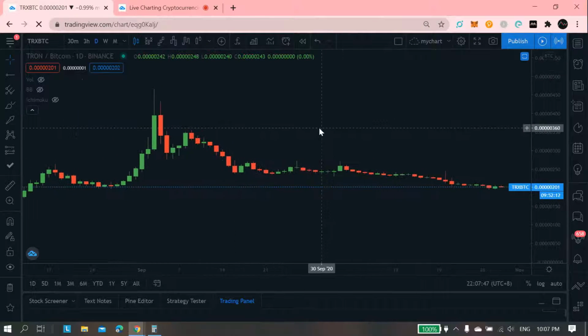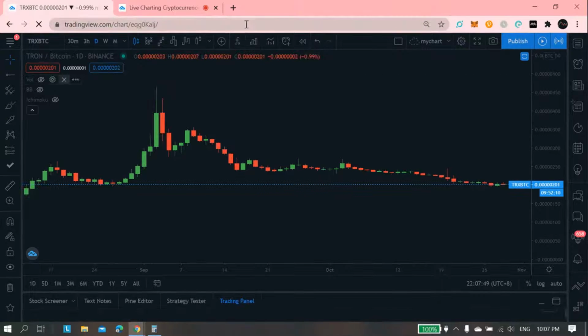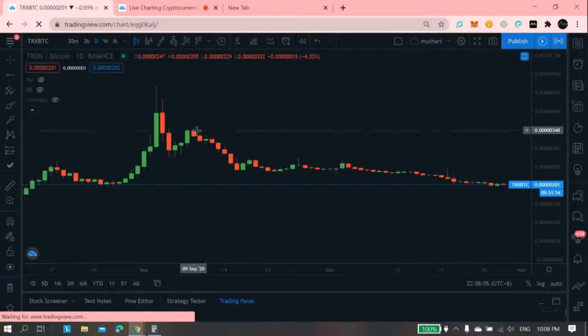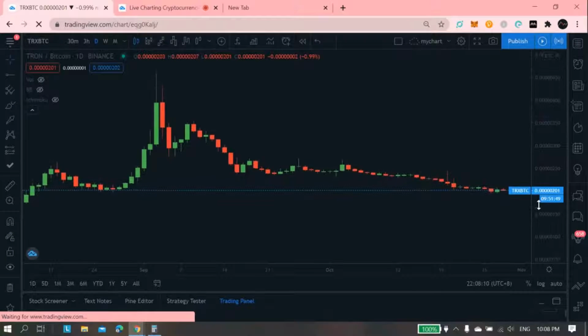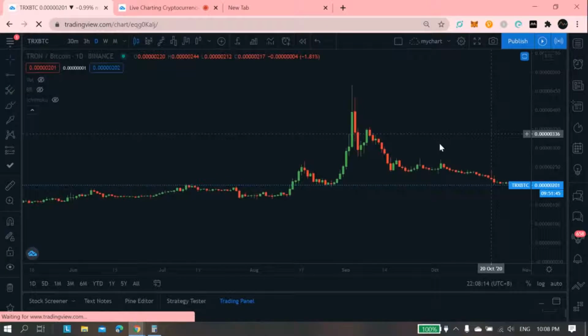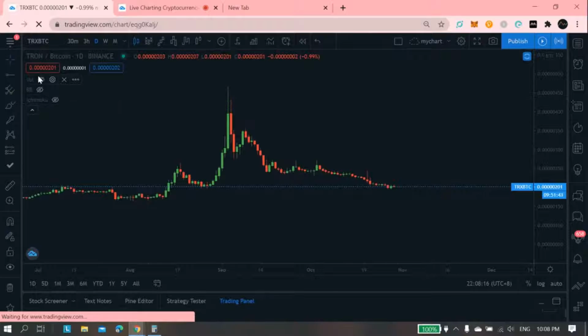Normally for cryptocurrencies, I'm not using the volume because volume depends on the exchange, like for example, Binance at using this Tron Bitcoin. Normally, I check on CoinMarketCap so that you can see the overall volume of the token. But sometimes I also unhide the volume.